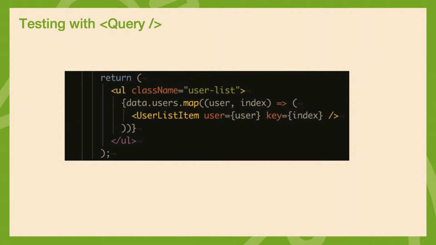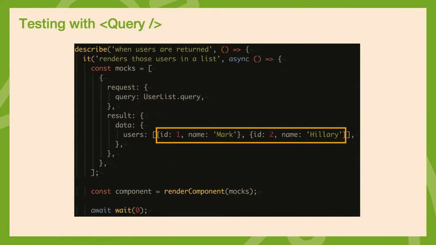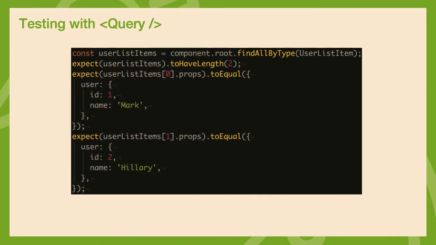To test the actual display of user items, we do something super similar. Now we've got an opinion about the users that are getting returned in that data set, right? So there are 2 users getting returned here. The first has an ID of 1 with a name of Mark. The second has an ID of 2 and a name of Hillary. We render the component below, we wait, and then we can see that in our user list items, we have those 2 users in our result set. So we're ticking that clock forward, and then we're validating that data.